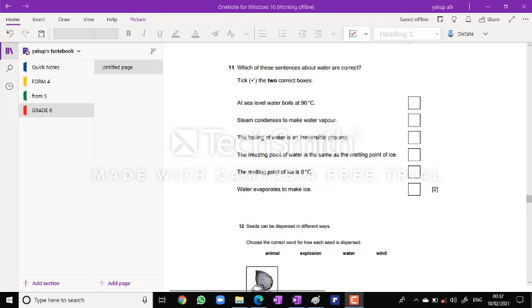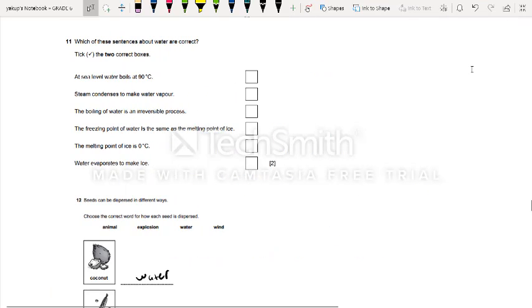Which of these sentences about water are correct? At sea level, water boils at 90 degrees. No, it's wrong. It must be 100 degrees. Steam condenses to make water vapor. No, steam condenses, then it changes into the liquid, guys. The boiling water is an irreversible process. No, it must be a reversible process, as you remember. And the freezing point of water is the same as the melting point of ice.